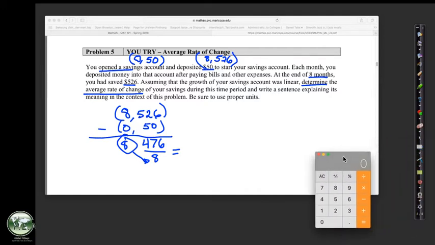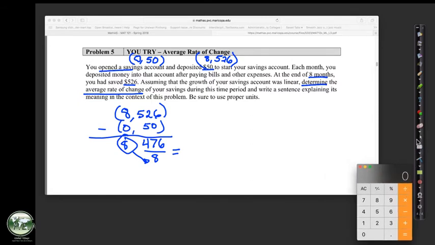Another nice thing about having this is I should just bring the calculator over here. So 476, because this is another area where I'll find some students will do it in the wrong order because of the way we teach you to do division. You put it in the calculator backwards, but what we should have is 59.5. Is that correct? So on average, we saved $59.50 a month. Now, some months might have been more, some less, but on average, that's what we did over the 8 months. Seem reasonable?